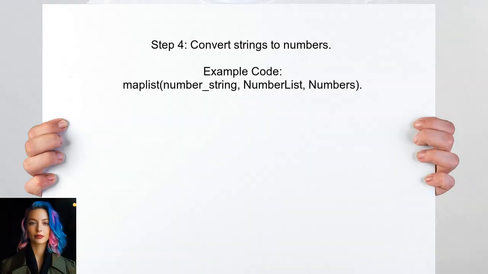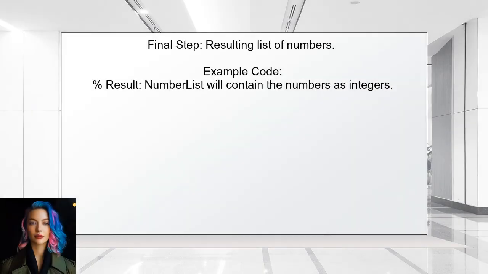Finally, the user must convert the split strings into actual numbers. This can be achieved using the maplist predicate along with number_string. After completing these steps, the user will have a list of numbers that they can work with in their Prolog program. This will solve the issues they faced.